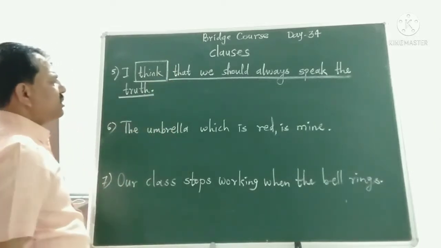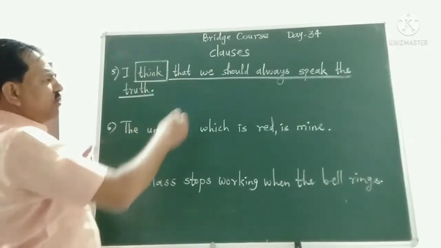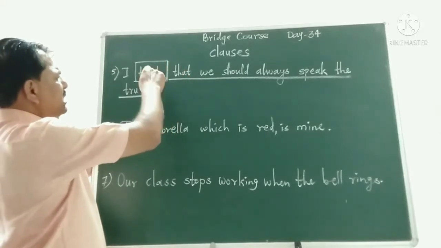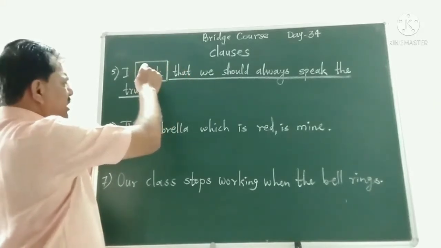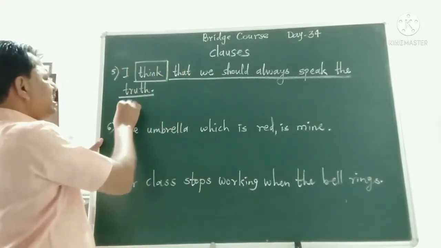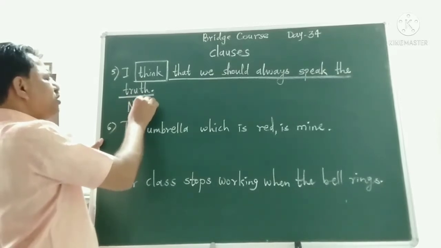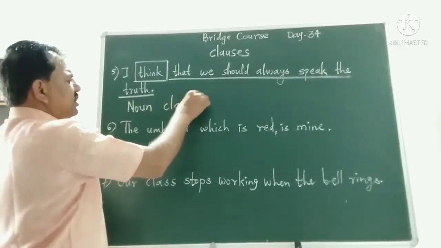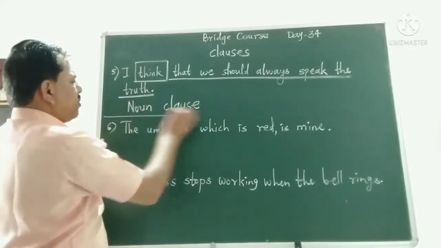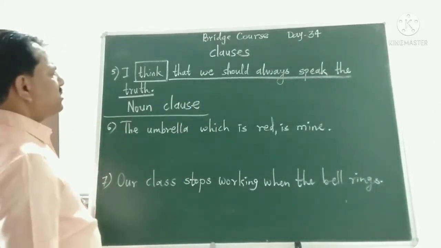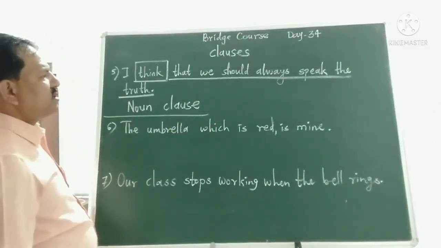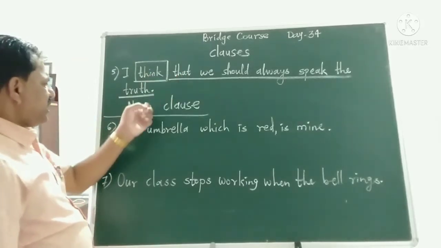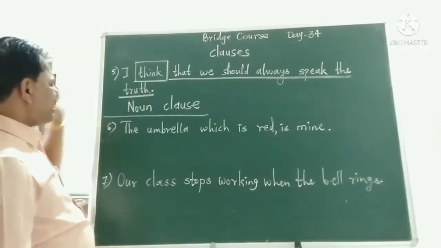What is the verb? Think. So that we should always speak the truth. This is subordinate clause and it functions as an object of the verb think in main clause. So this is noun clause, object of the verb. You just say here noun clause. It's enough. Noun clause, that we should always speak the truth. Subordinate clause, its kind is noun clause as per its function.